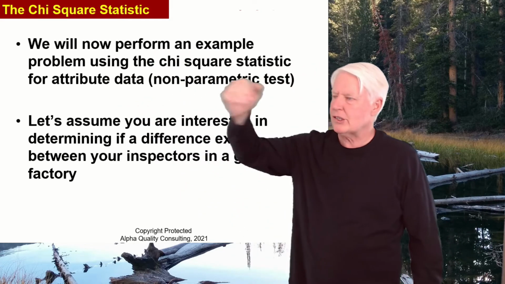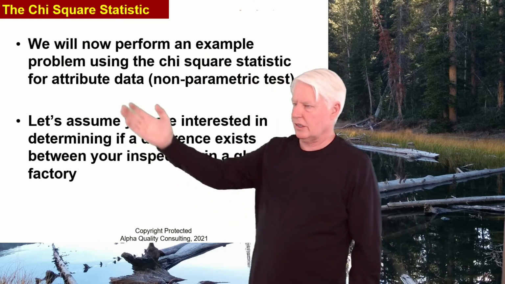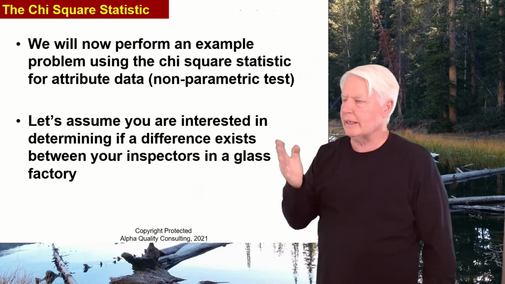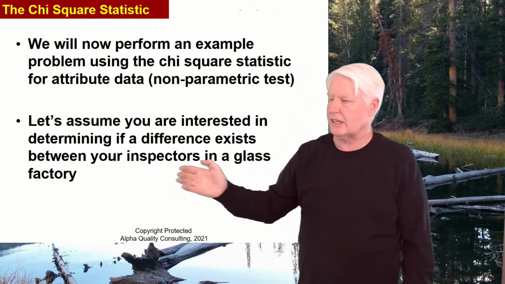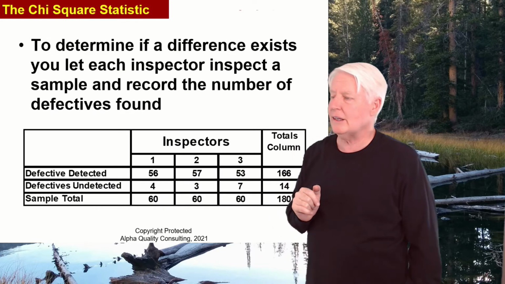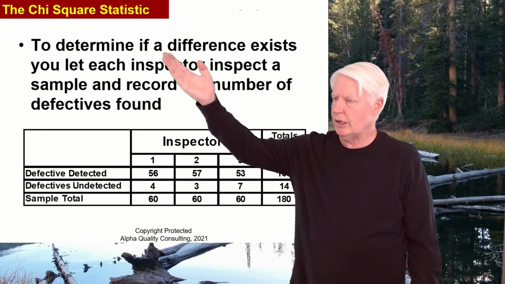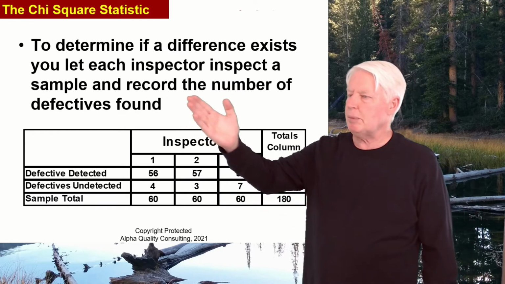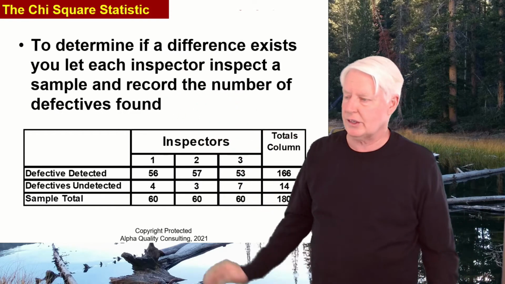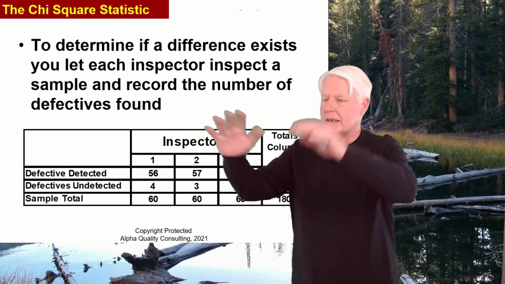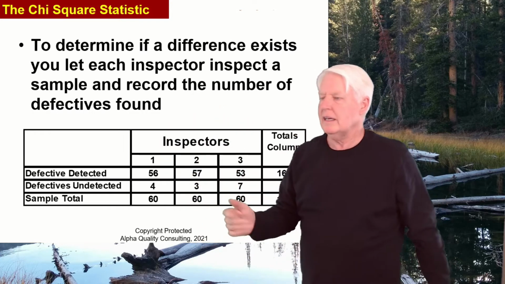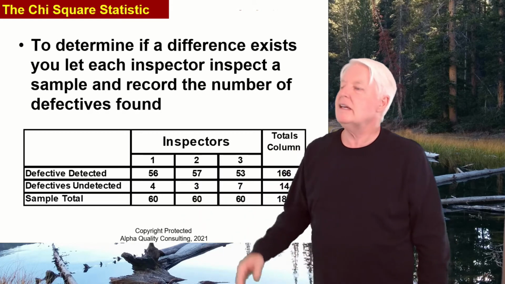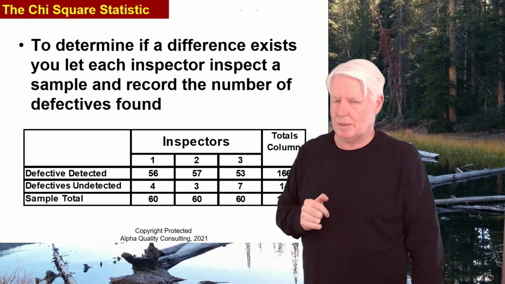We will now perform an example problem using the chi-squared statistic for attribute data, in other words, a non-parametric test. Let's assume you are interested in determining if a difference exists between your inspectors in a glass factory. To determine if a difference exists, you let each inspector inspect a sample and record the number of defectives found. So you set up this test and you have a big box of product, and you happen to know, because you planted in there 60 bad parts, and you want to see how well these inspectors do.